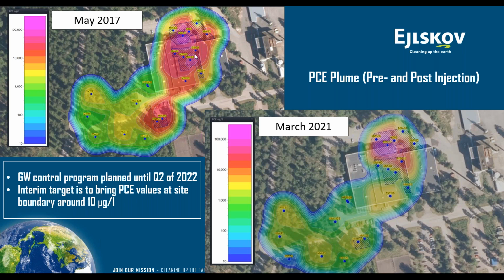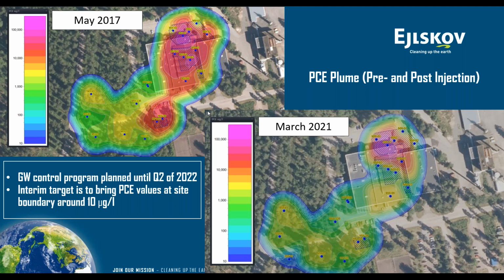As we can see, we notice a sort of implosion of the source area and a reduction in the concentration at the site boundary, which is the most important objective for the client. The goal is to bring the PCE levels to around 10 micrograms per liter at the site boundary, which is located roughly where I'm pointing my mouse.